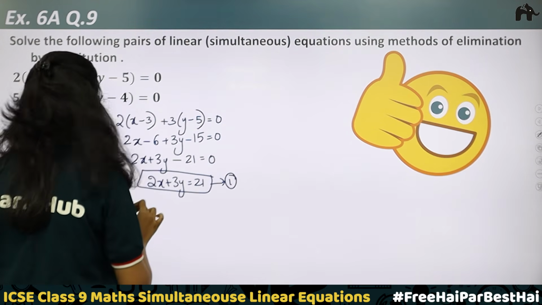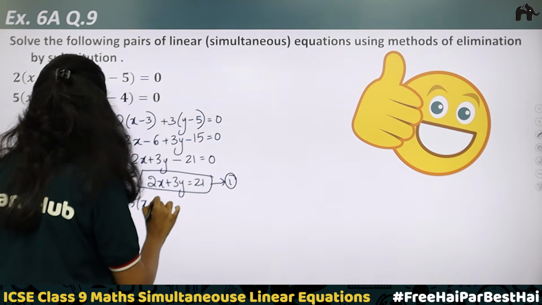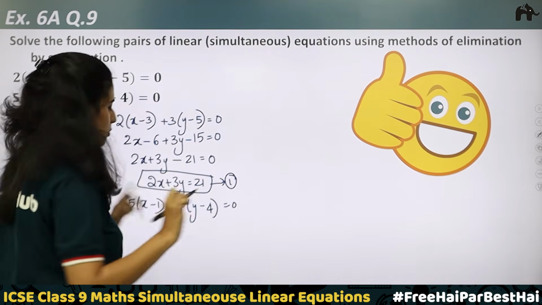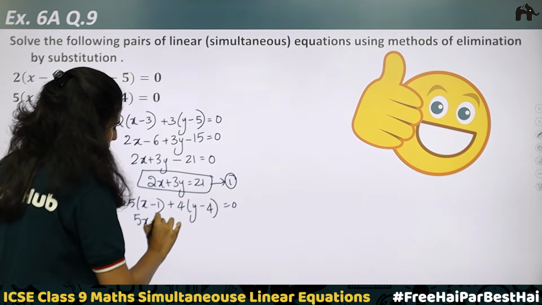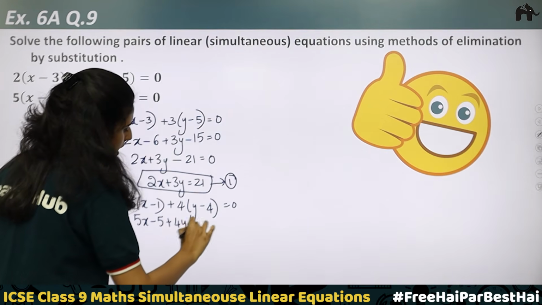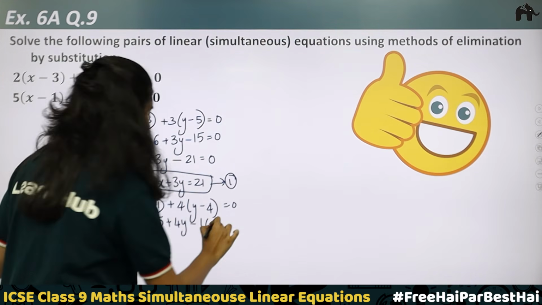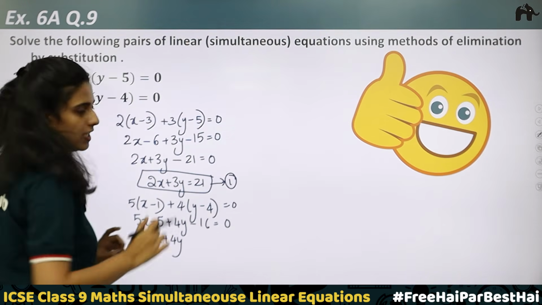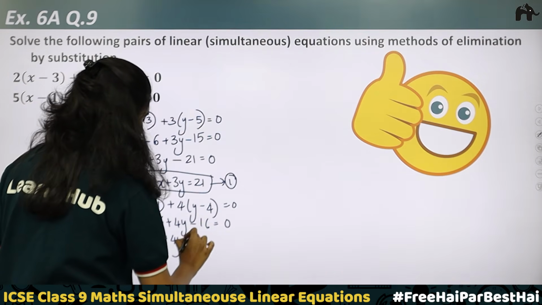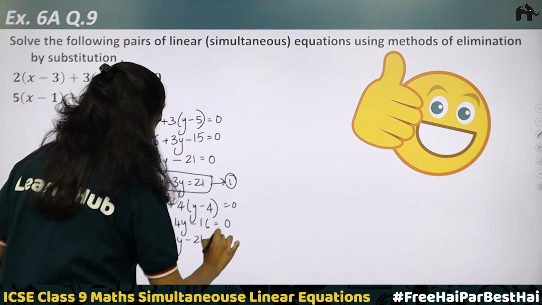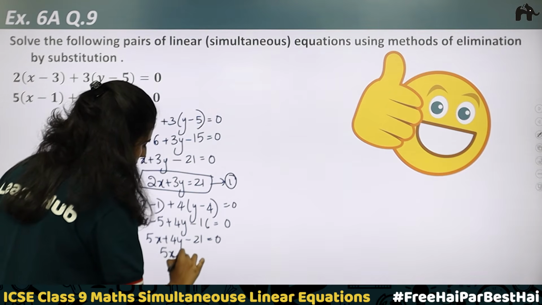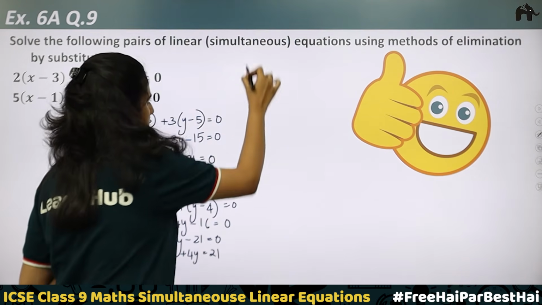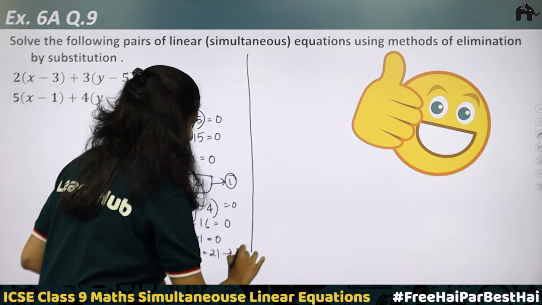Similarly, we can change the second equation. We have 5 into x minus 1 plus 4 into y minus 4 is equal to 0. Removing the brackets and multiplying, 5x minus 5 plus 4y minus 16, 4 into 4, 16, is equal to 0. 5x plus 4y minus 5 minus 16, which is 21. So minus 21 is equal to 0, or 5x plus 4y is equal to 21, taking minus 21 to the opposite side, plus 21. Now this is your second equation.